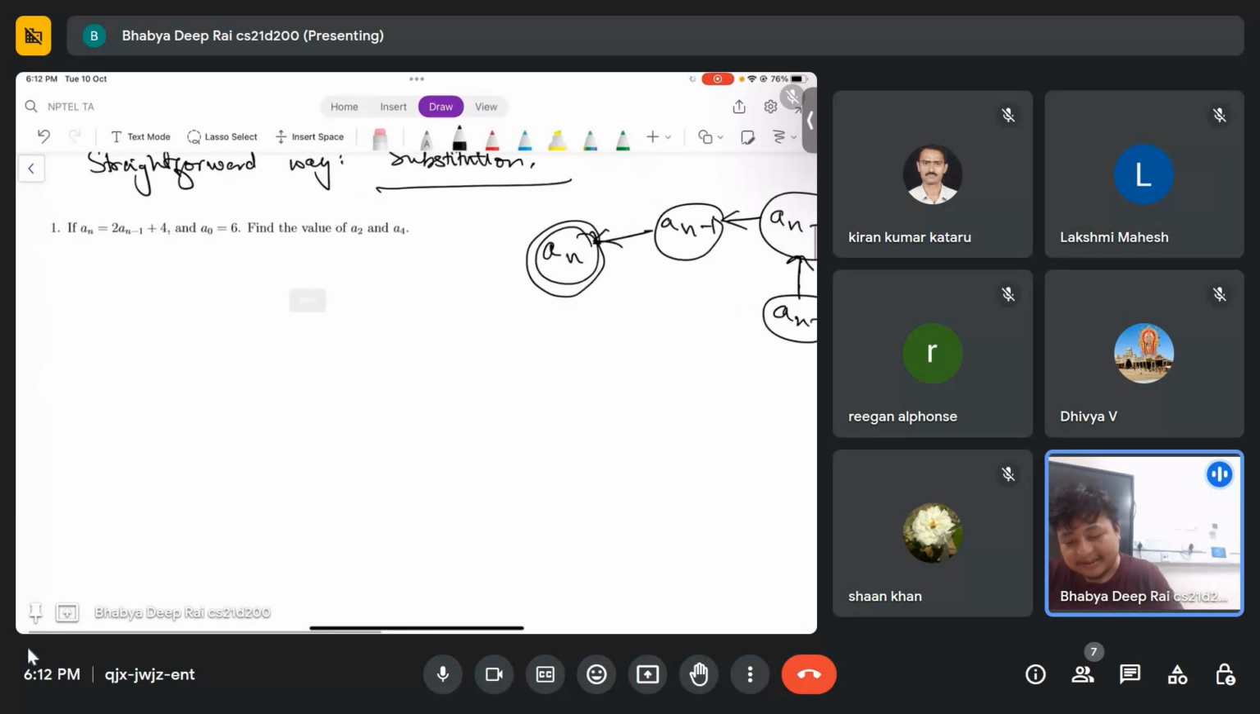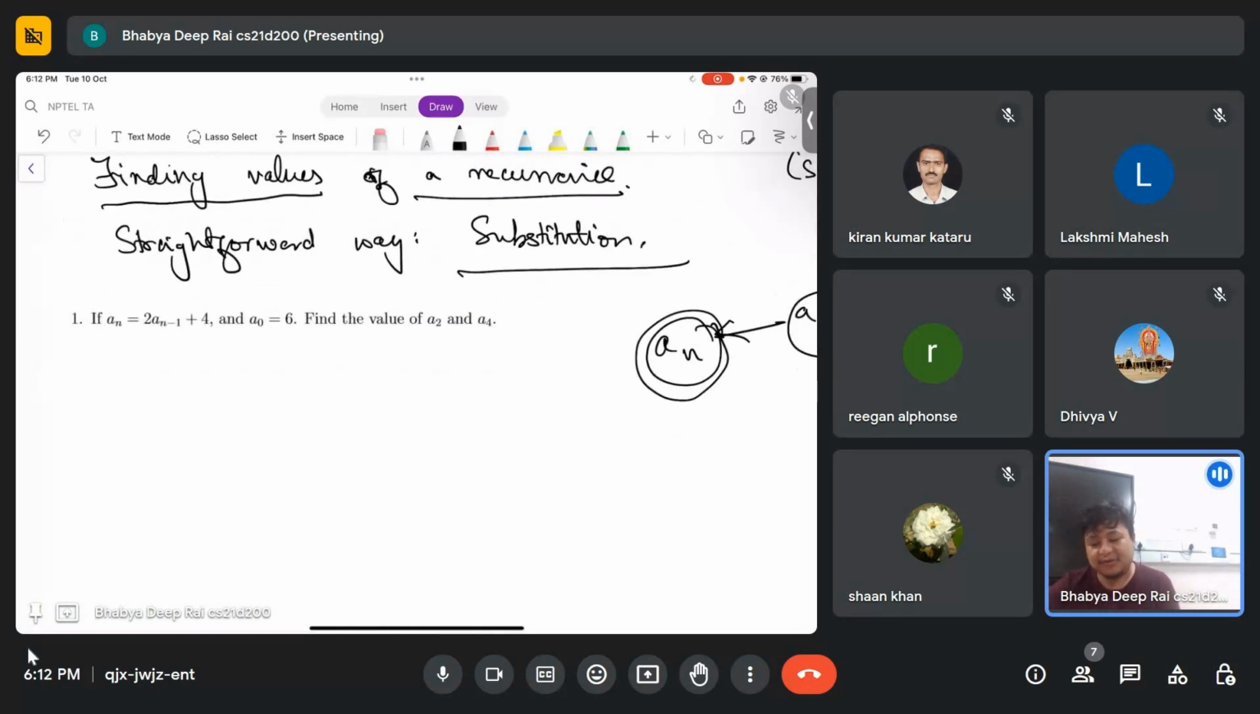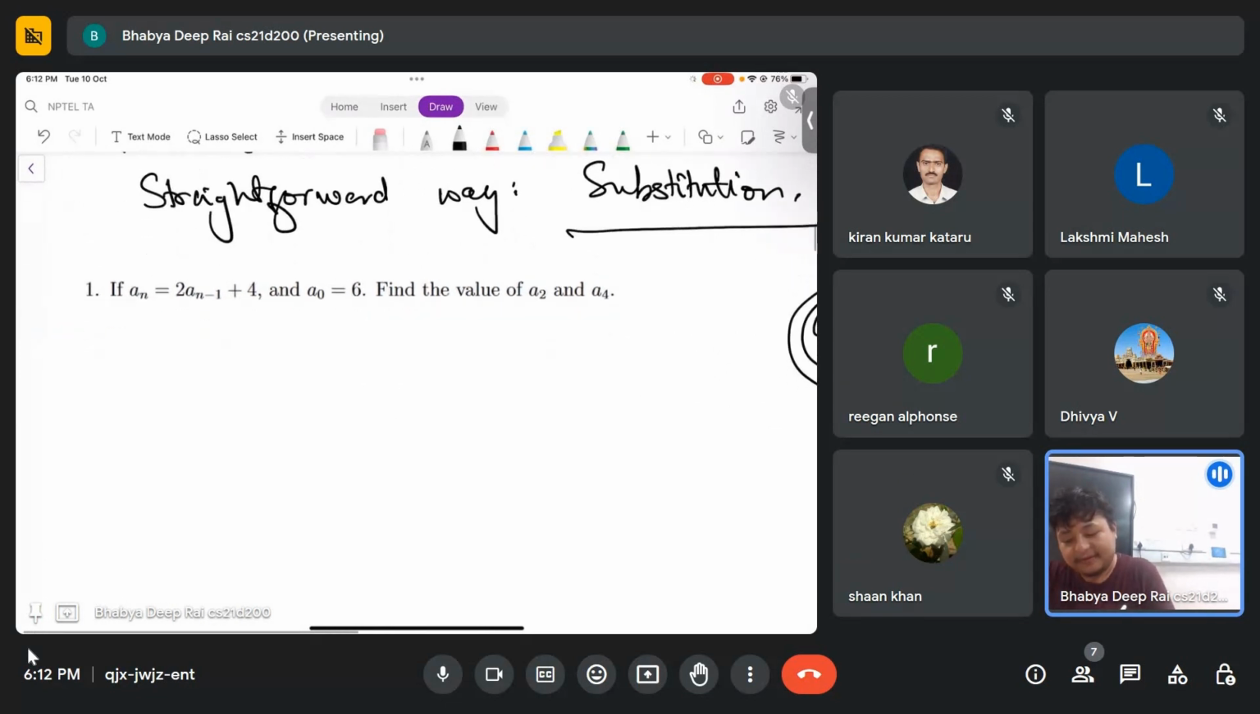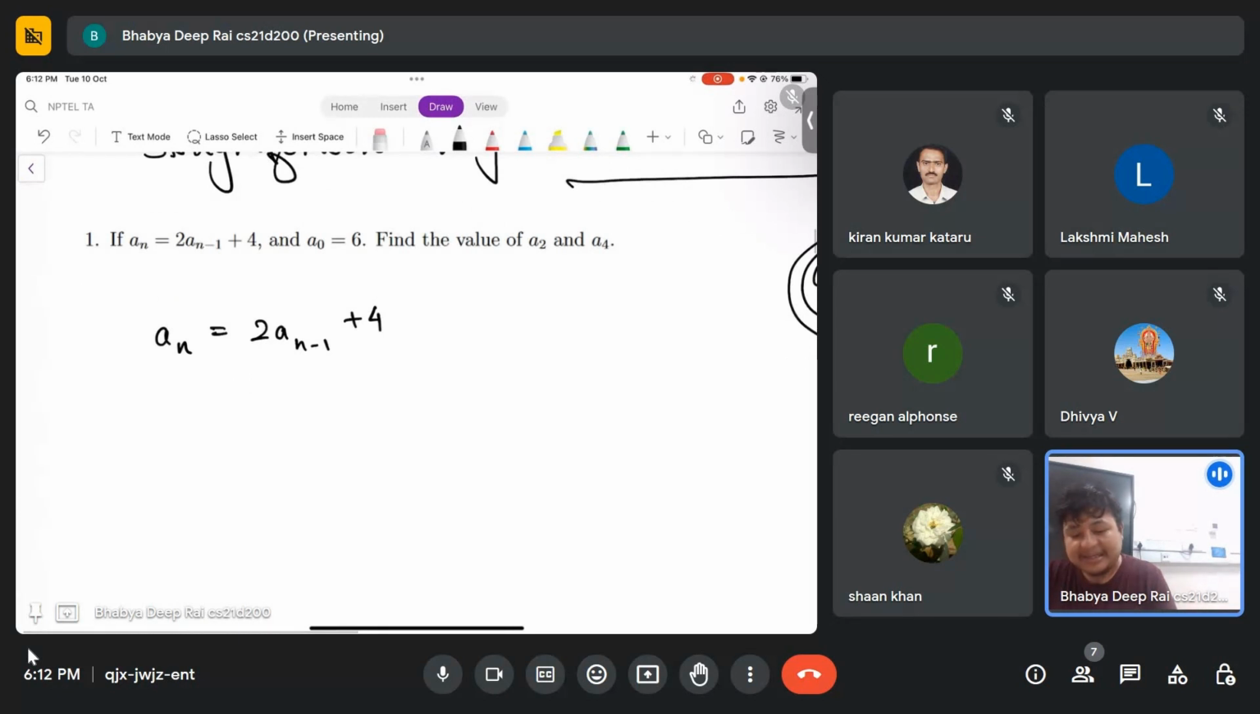For example, the question says the following: if a_n equals 2a_{n-1} plus 4 and a_0 equals 6, find the value of a_2 and a_4. This is the question, and it is a straightforward method. Given is a_n equals 2a_{n-1} plus 4, and a_0 equals 6. This is what is given to us.